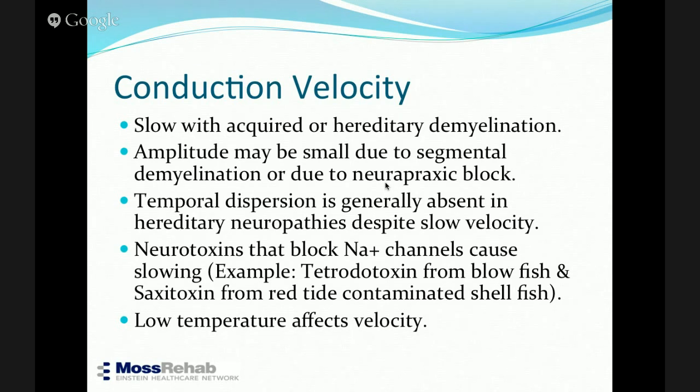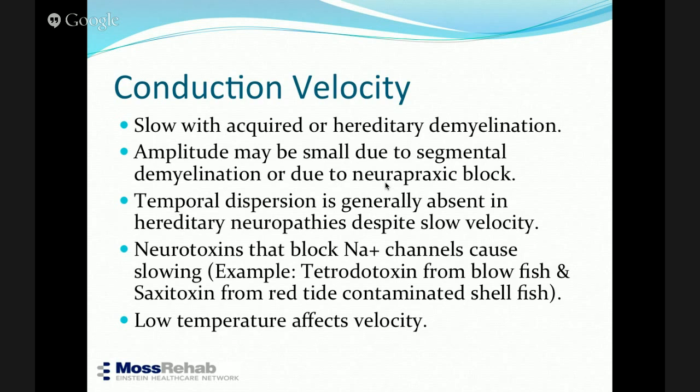So conduction velocity is slow with acquired or hereditary demyelination, right? Amplitude may be small due to segmental demyelination or due to neuropraxic block. Remember, one of the things which I always tell any resident who rotates with me, and they have always heard: all patients with neuropraxic block have demyelination, but not all demyelination has neuropraxic block.